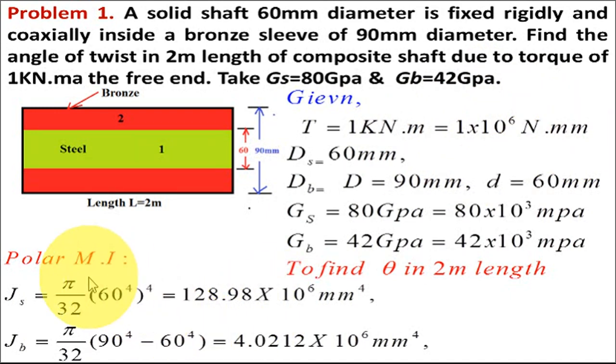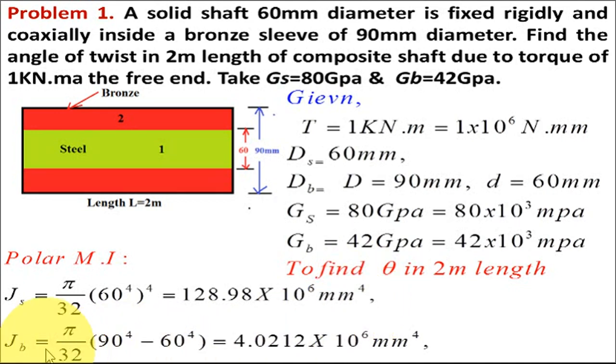Okay. Now initially calculate the polar moment of inertia. For steel it is pi by 32 D raised to 4, means this middle diameter 60, 60 raised to 4. We will get the value of polar moment of inertia, that is 128.98 into 10 to power 6 mm raised to 4. Normally moment of inertia has a unit of mm raised to 4, meter raised to 4, centimeter raised to 4. That depends upon the unit given in the problem.